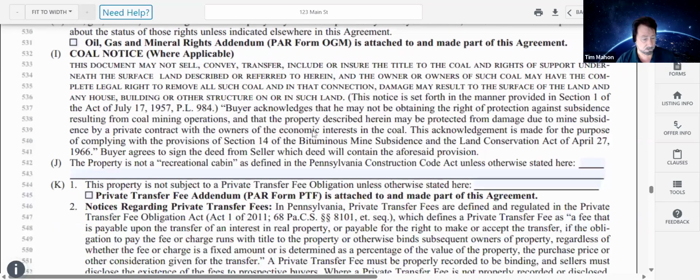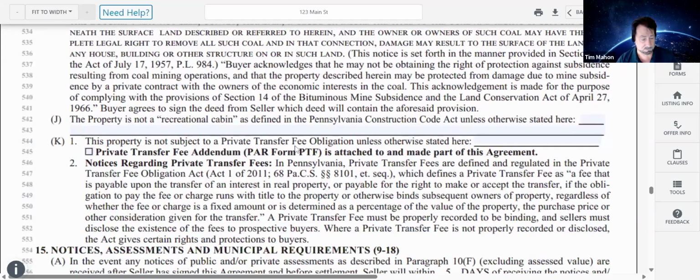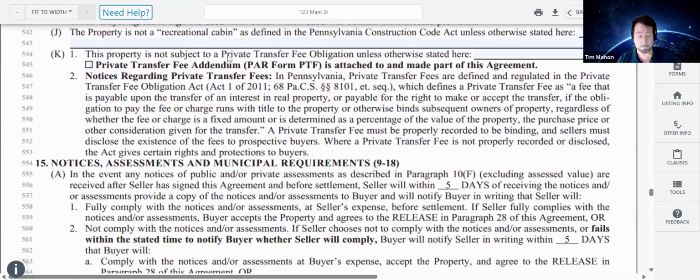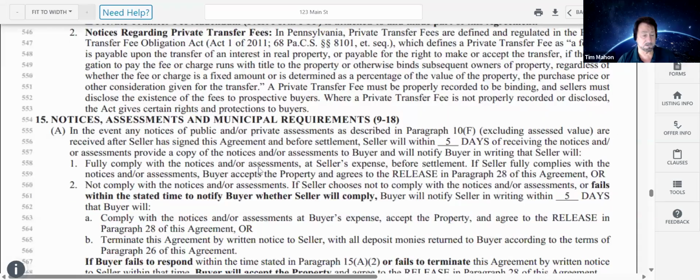Coal notice is also part of the same thing. Recreational cabin, I've never filled that out. I've never sold a recreational cabin. Private transfer fee, I've never filled that out. It is made part of the agreement. Private transfer fee is defined and regulated by the Private Transfer Fee Obligation Act. You probably won't run into it. Notice, assessments and municipal requirements we do run into.